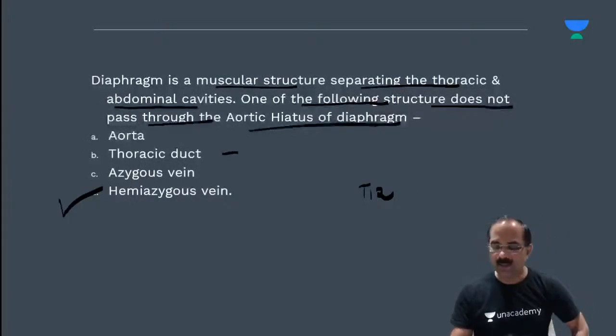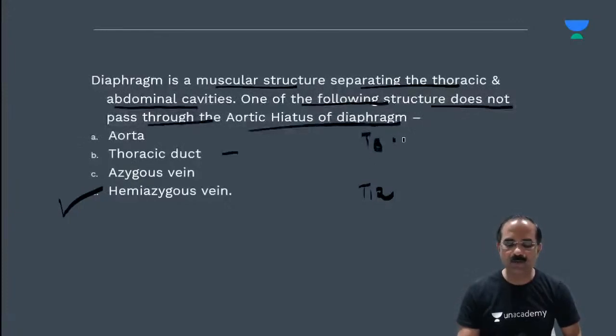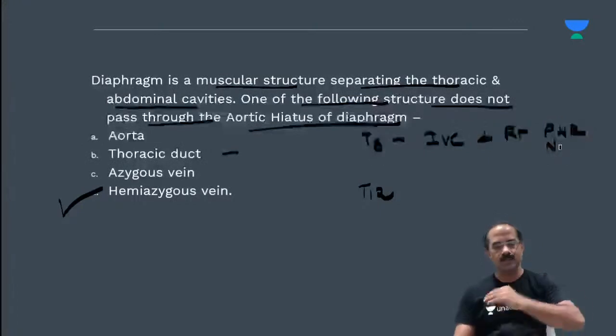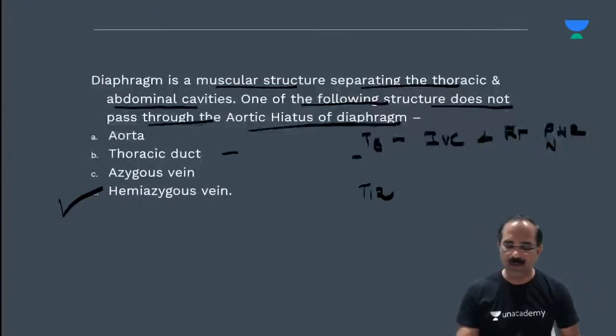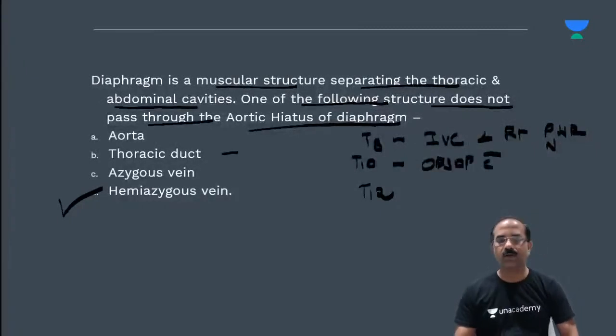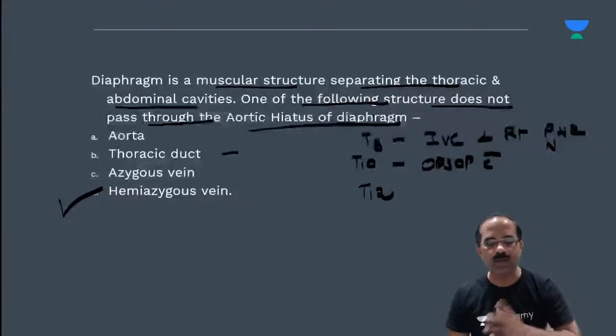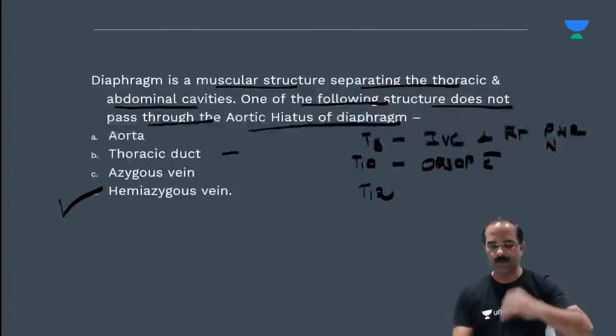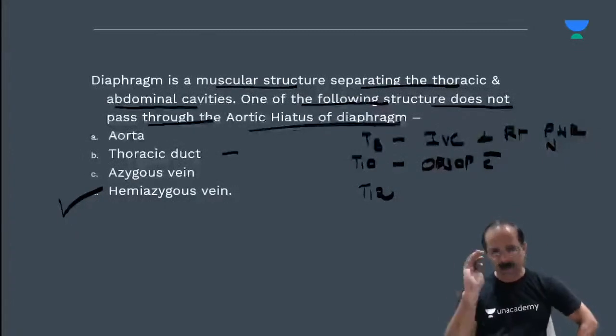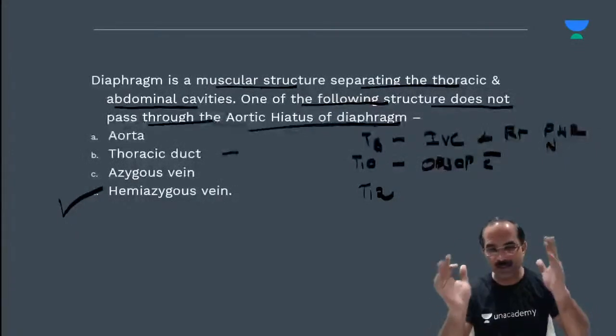What passes at T8 level? The IVC and the right phrenic nerve pass at T8. At T10, what passes is the esophagus with the right and left vagus. Esophagus with the right and left vagus passes at the T10 level. Just remember this. These are very high yield MCQs for you.